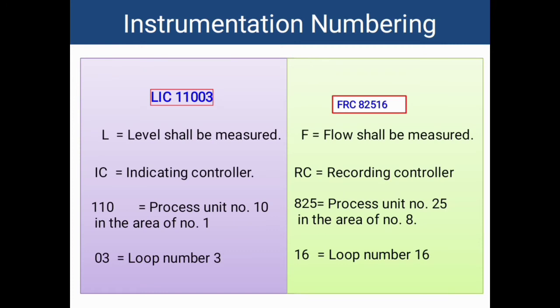Now we can see the example. LIC 11003. L means level shall be measured. IC means indicating controller. 110 is process unit number 10 located in area number 1. 03 is the loop number. Like that, FRC 82516: F means flow shall be measured, RC is the recording controller, 825 is process unit number 25 located in area number 8, and 16 is the loop number. Like that, you have to read the instrumentation number.